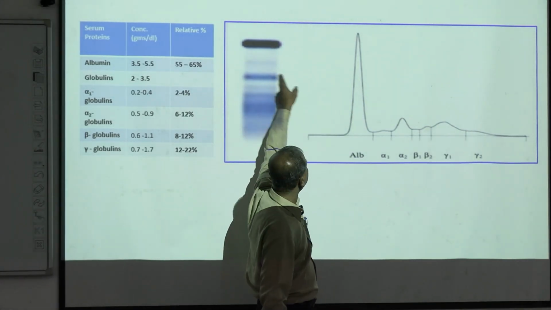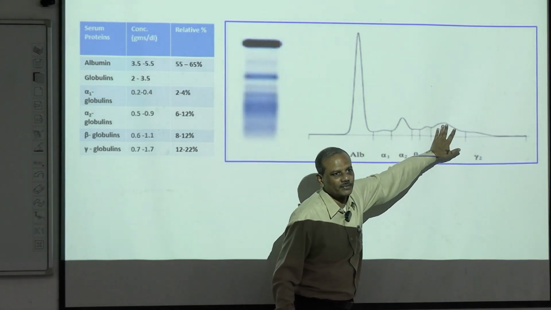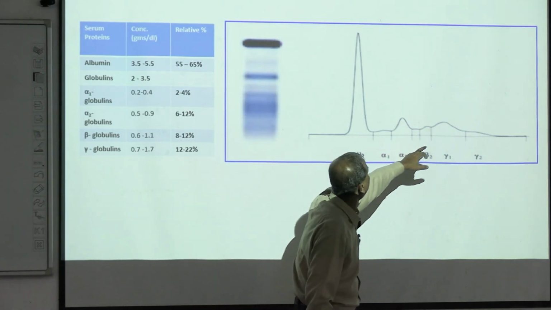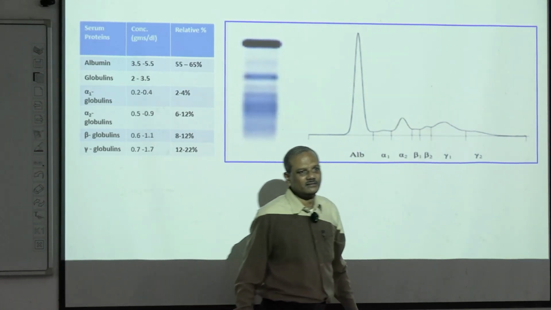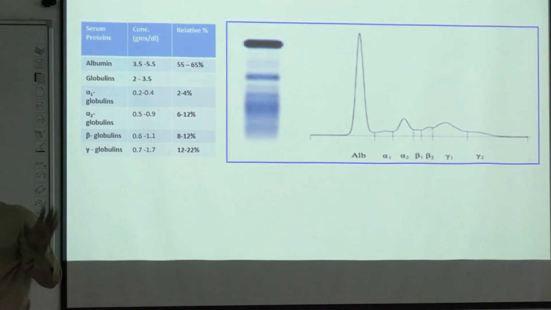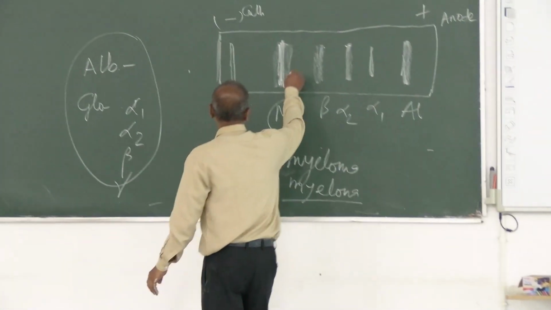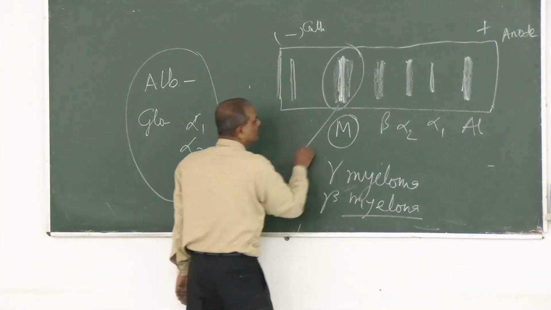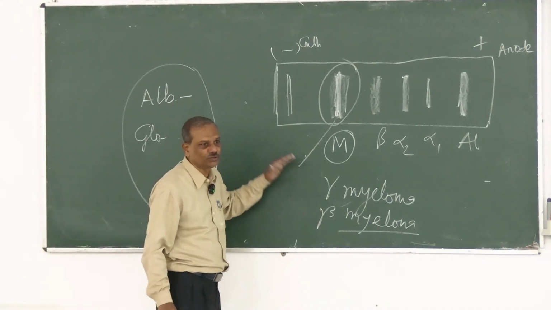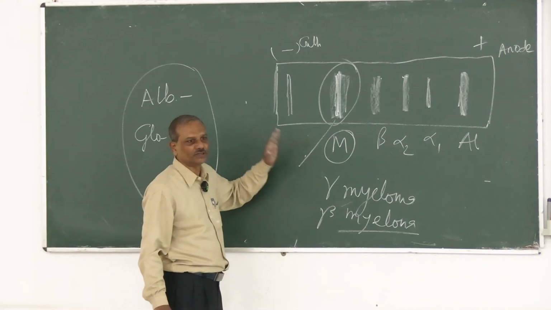Now the peak is here and gamma is just like that. But if you get an M band, this M band will be just like that albumin. Is it clear? Now, most of the immunoglobulins are present in this gamma region. That's why it is called a gamma globulin, and immunoglobulin belongs to this gamma portion of the electrophoresis.